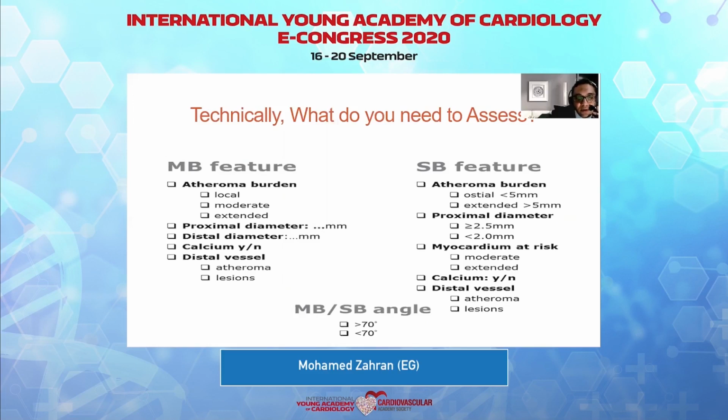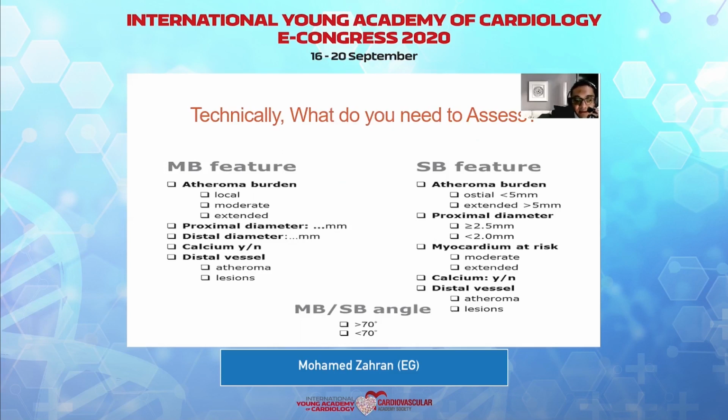So we assess, of course, if the lesion is significant or not, the proximal and the distal vessel diameter in the main branch, the presence of calcification and the distality of the vessel. And the side branch also, you should assess the atheroma burden, whether it's localized to the ostium, less than 5 millimeters from the bifurcation or extending beyond 5 millimeters, assessing the proximal diameter, whether it's smaller or bigger than 2 millimeters, and the extent of the volume of the myocardium affected and the calcification and distality.